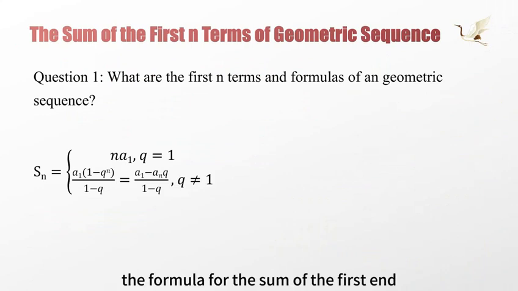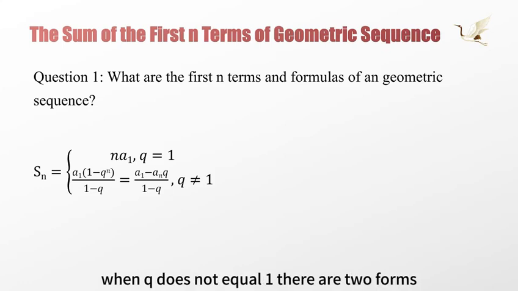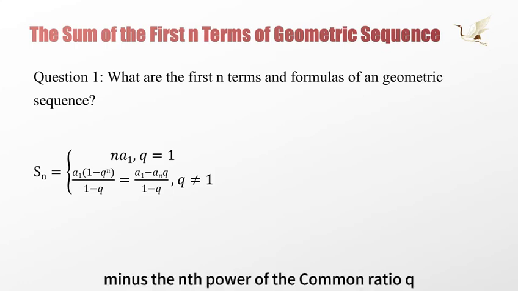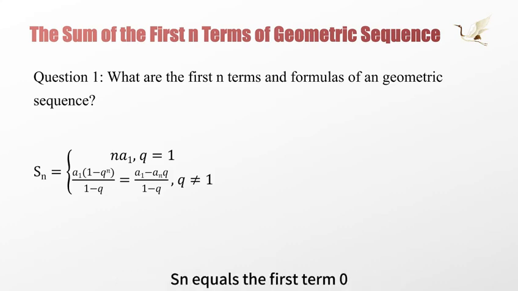The formula for the sum of the first n terms of a geometric sequence requires a classification discussion based on the common ratio q. When q equals 1, Sn equals n times a1. When q does not equal 1, there are two forms. Sn equals the first term a1 multiplied by 1 minus the nth power of the common ratio q, divided by 1 minus the common ratio q. Alternatively, Sn equals the first term a1 minus the nth term an multiplied by the common ratio q, divided by 1 minus the common ratio q.